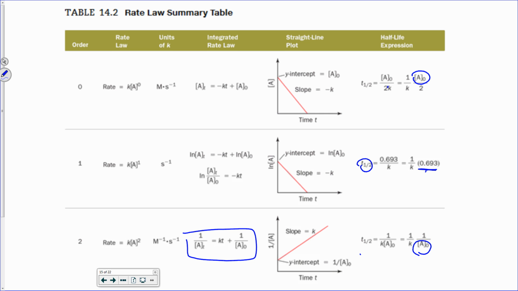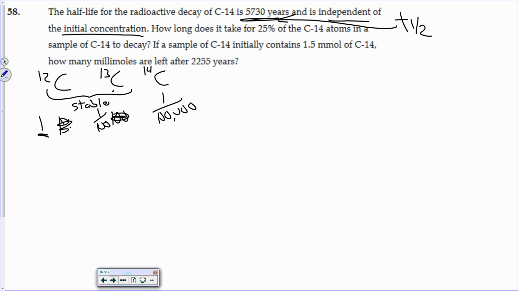So the equation is that the half-life is equal to the inverse of K times 0.693. All right, so the half-life is equal to 0.693 divided by K for first order. All right, so the thing that it asks us with this is how long does it take for 75% of the C14 atoms to decay.